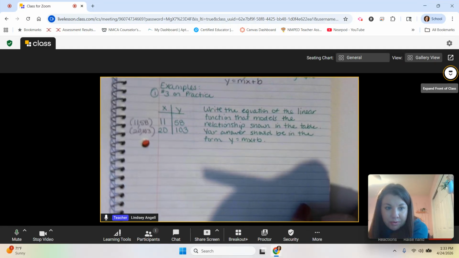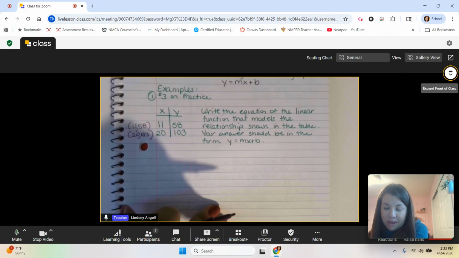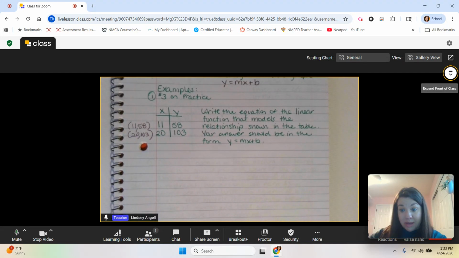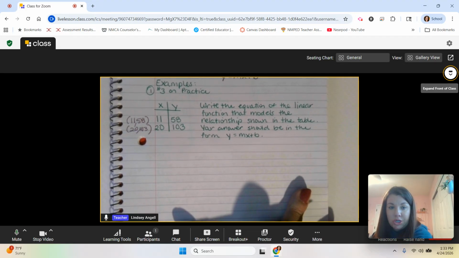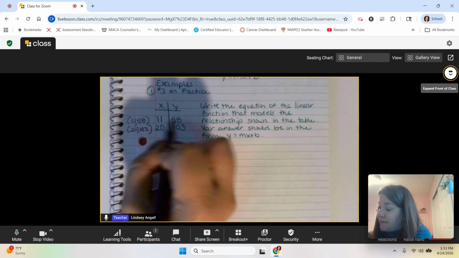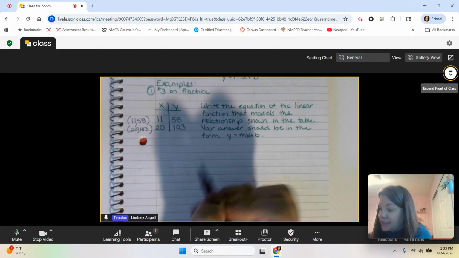Now notice those are pretty high numbers, right? So it's good to have these skills that we're about to go over. That way you don't have to graph it in order to find the line, because making a graph that goes all the way up to 103 could be pretty time consuming. So it's good to know what we're about to do. The first thing that we want to do is look for slope, okay? And we can do that by finding the change in our y values over our change in x values.